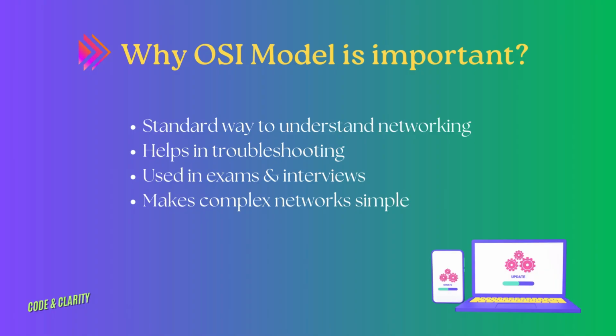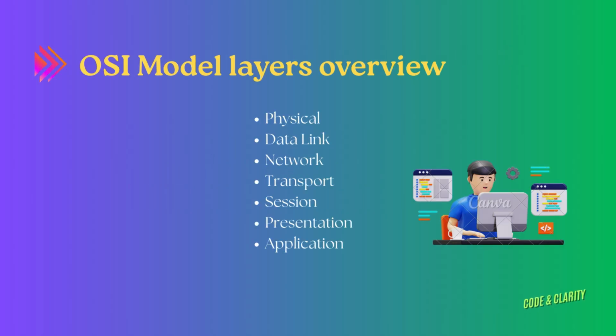What are the different layers of the OSI model? The OSI model has 7 layers, and data flows through these layers step by step. From bottom to top, remember, from bottom to top, the layers are: physical layer, data link layer, network layer, then transport layer, then session layer, then presentation layer, and at last the application layer. So let's understand each layer one by one.